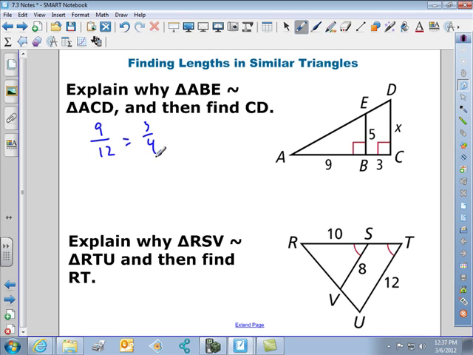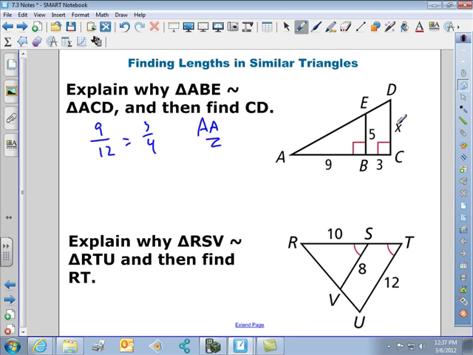So I mentioned the ratio, but really I didn't need that, because by the angle-angle theorem I can say these two triangles are similar. Again, they share this angle, so there's one pair of angles, and then these two are congruent, so there's another pair. There's the angle-angle. Then we're to find CD.